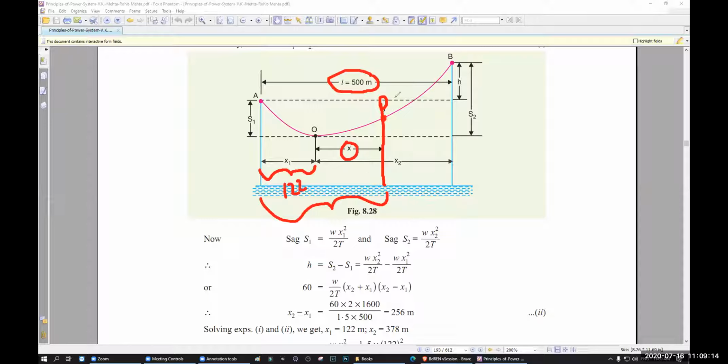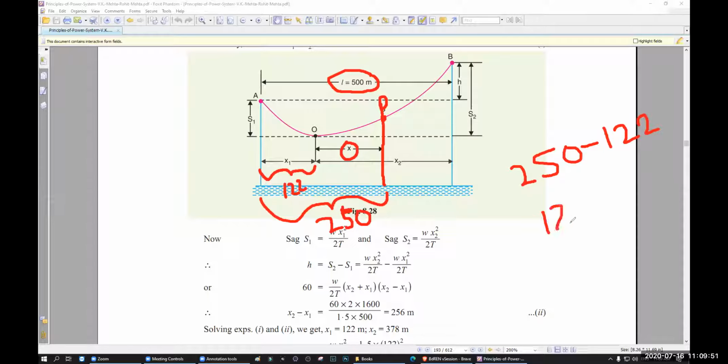378 is this one. This one is a midway point. Midway is half the distance, right? 250, sir. Yes. So this distance will be 250 minus 122, right? It will be how much?